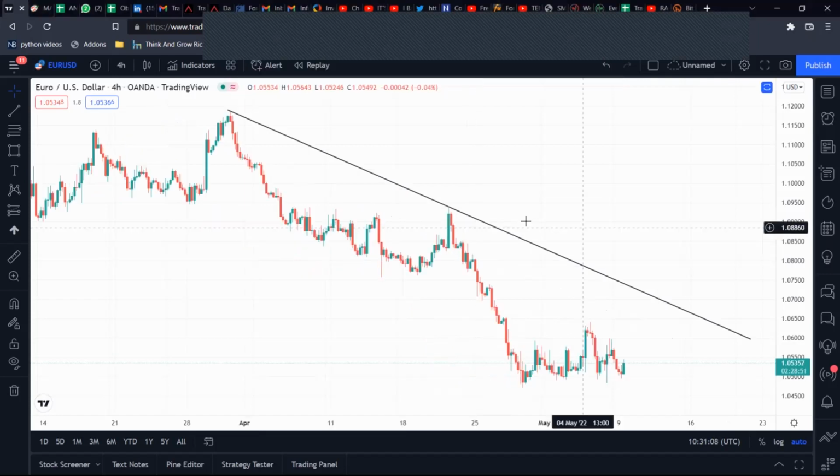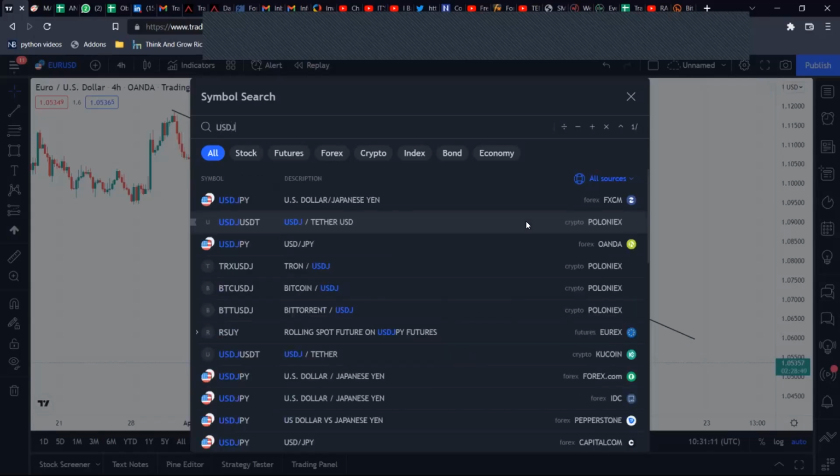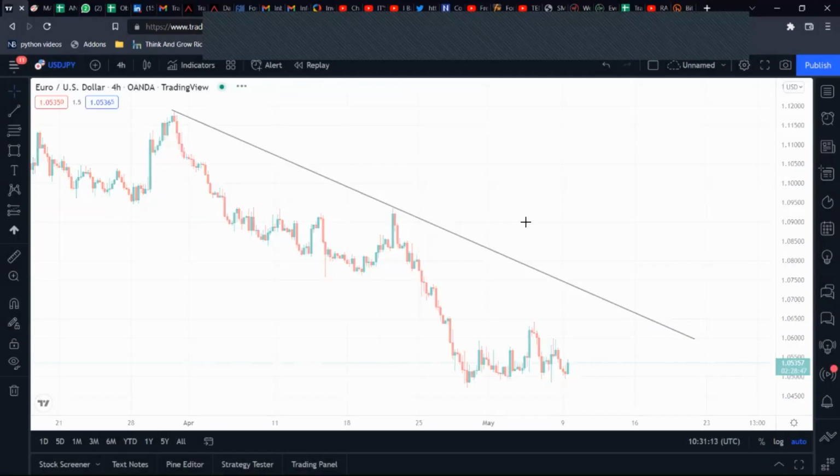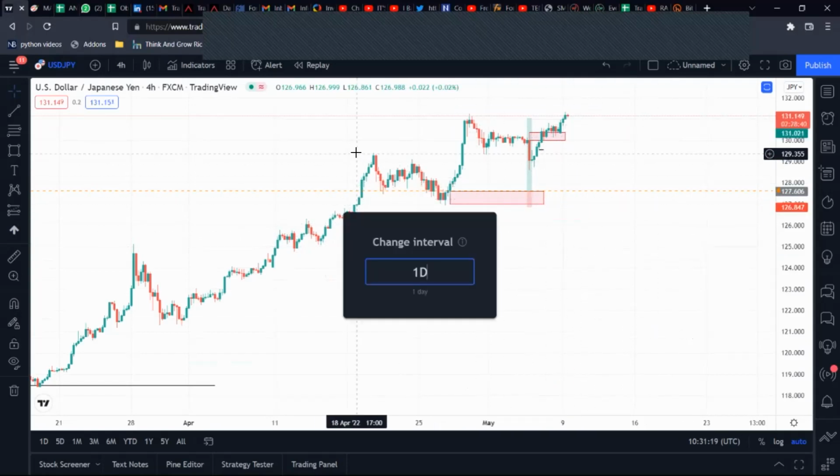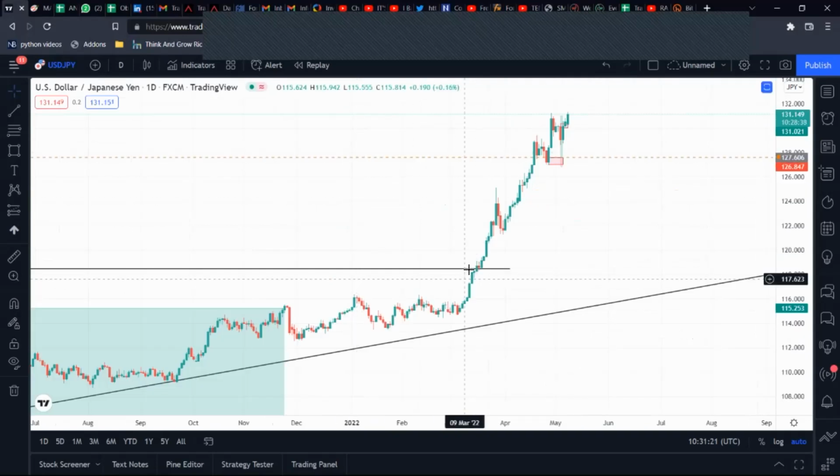So that will be my outlook on EU. The next pair we're going to look at now is UJ. So I'm going to look at USD JPY. So USD JPY trades. So let's go up to the daily chart here.